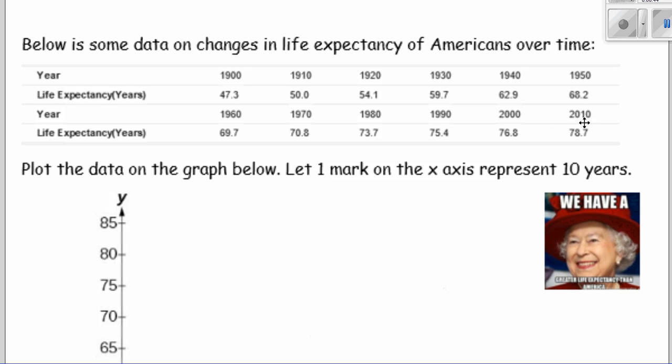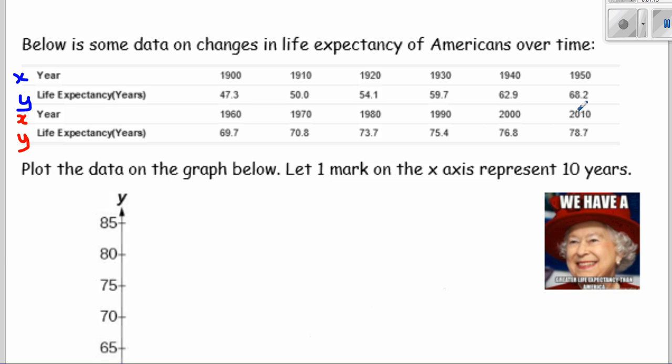So if it was a table, it would be kind of going along like this, and then the next set of data is here. So our X data, would you agree, is like the year? X data is a year, and our Y data is a life expectancy. Rather than make it a long skinny table, it's just broken up into two parts. 1900, 1910, 20, 30, 40, 50, 60, 70, 80, 90, 2000, 2010.